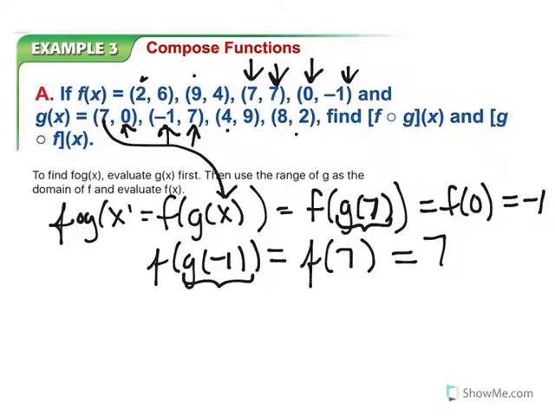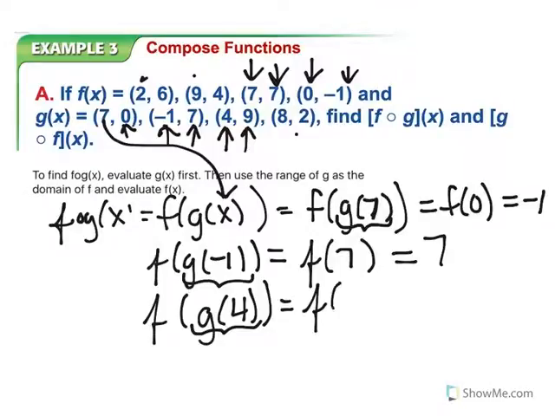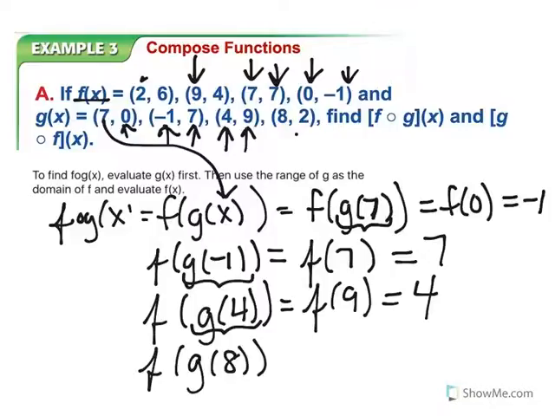And we're going to keep going until we get through all these points. Now I'm going to do f of g of 4. And if I look next to my 4, my y value is 9, so I'm going to replace this entire thing with a 9. So f of 9. That means I'm going to look at f of x. Where do I have an x value of 9? That's at 4. And my last one, f of g of 8. I know that g of 8 is a y value of 2. So I'm going to replace g of 8 with 2. So now I'm going to look up here, and I see that my y value is 6.